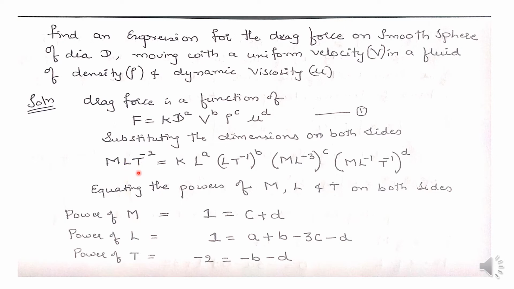We have already written the dimensions for force in the first class. So the dimension of force is M L t to the power minus 2. K we keep as it is, a constant. Diameter d we measure in meters, where L is the fundamental dimension, so L to the power a. Velocity is meters per second, L divided by t, so we write it as L t to the power minus 1, to the power b. This velocity we already wrote in the previous class. Density: the fundamental dimensions for density are M L to the power minus 3, to the power c.